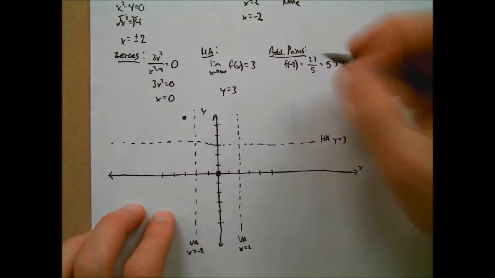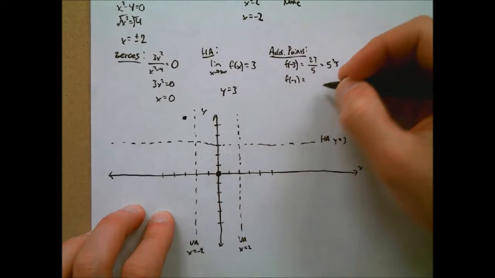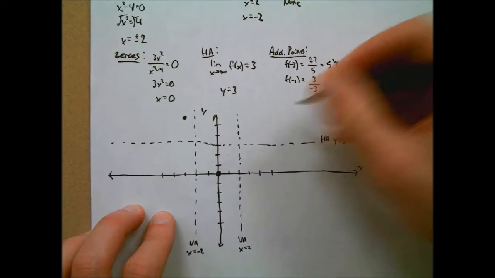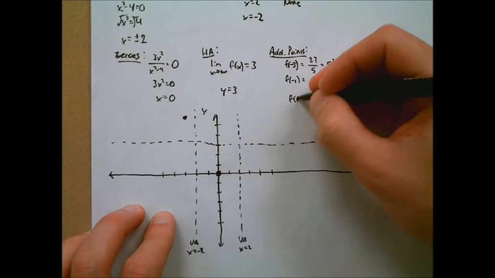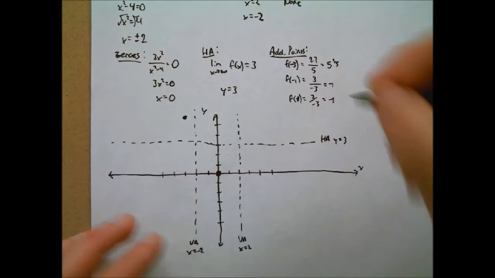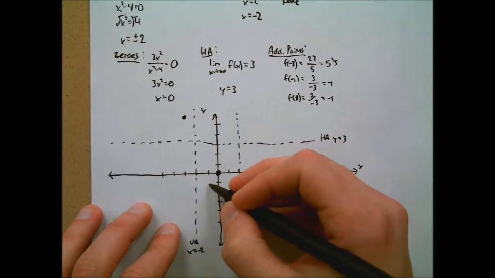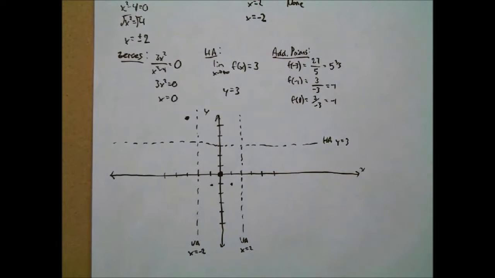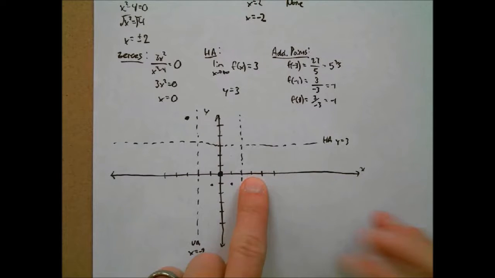So f of negative 1, let's see here, it'll be squared. So it's 3 over, and then negative 3, so negative 1. That's nice. It worked out to be decent numbers. Oops, and then positive 1. We'll try that. We get 3 over negative 3 again. So again, negative 1. So okay, we have negative 1, and 1, negative 1 as well. So we get an idea of the shape there maybe. And then one more, I'll do f of 3 as well, just to figure out what's happening here, above or below.